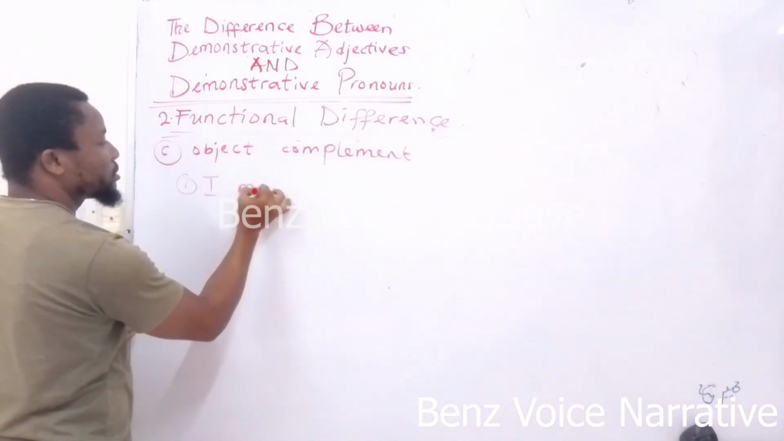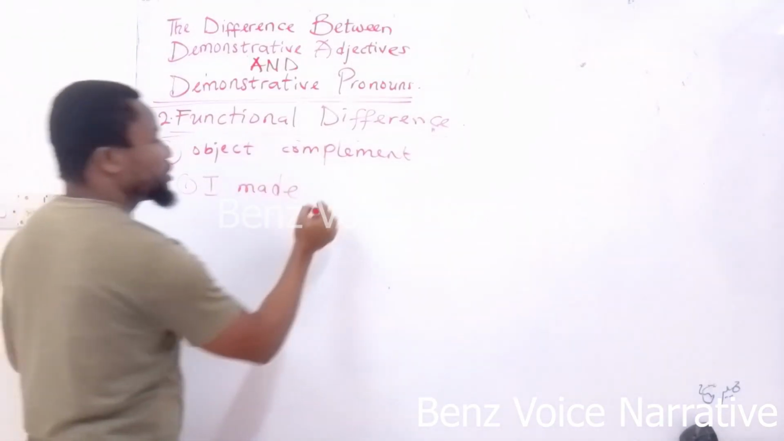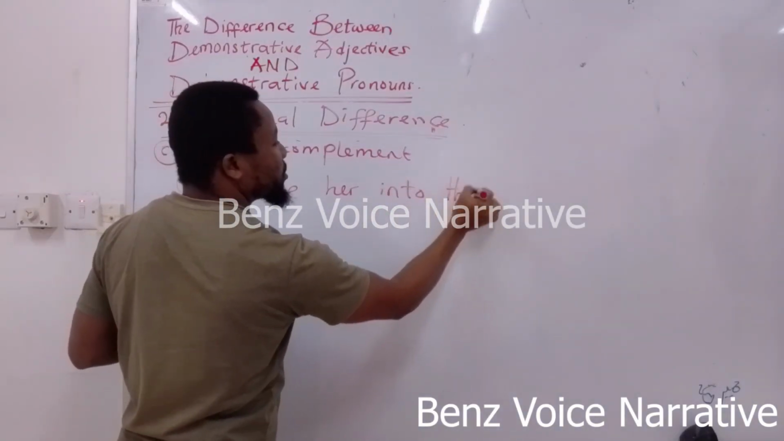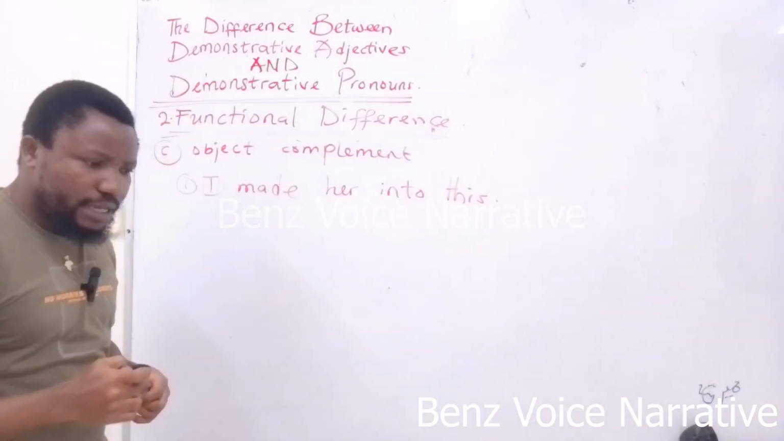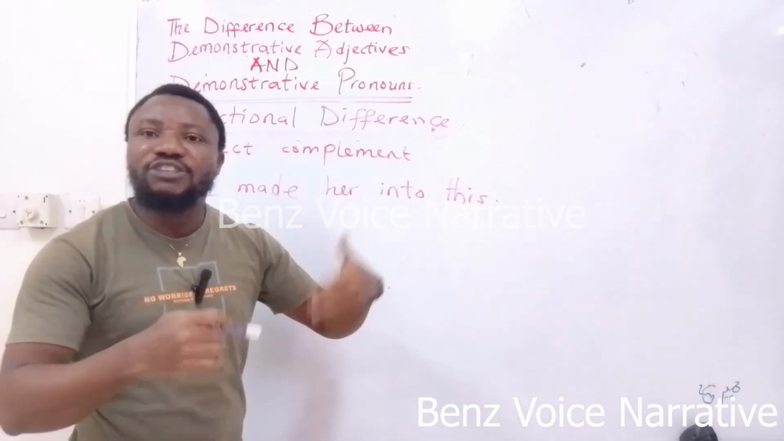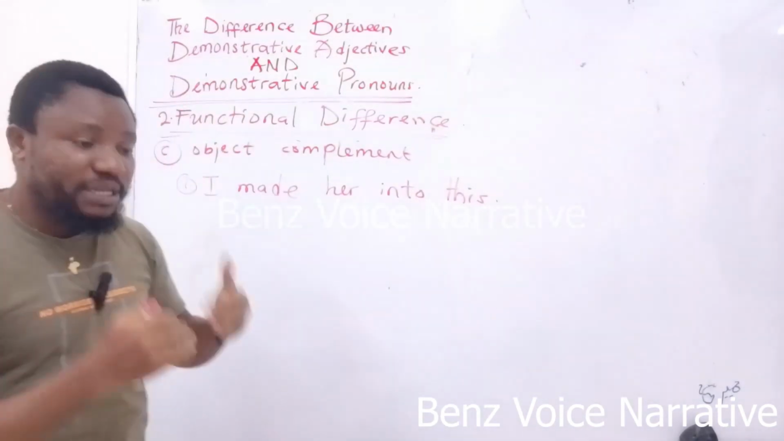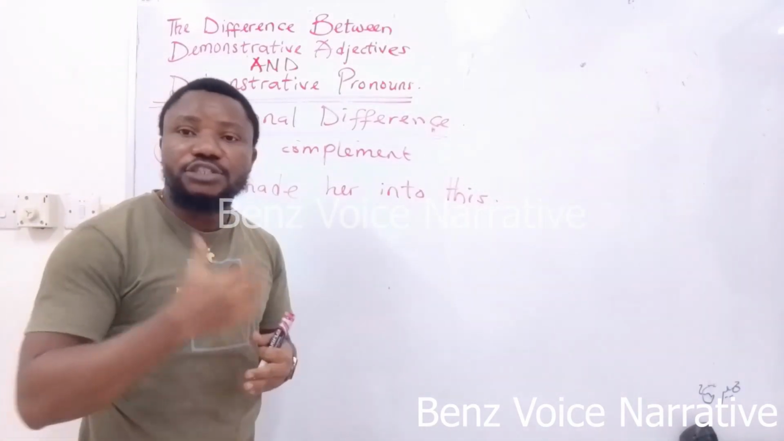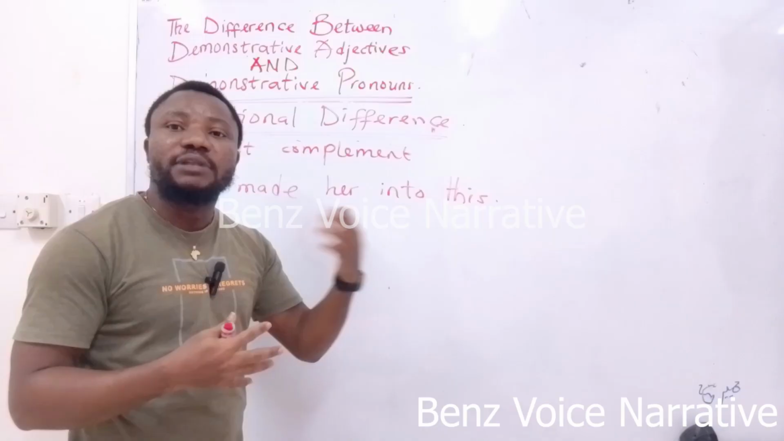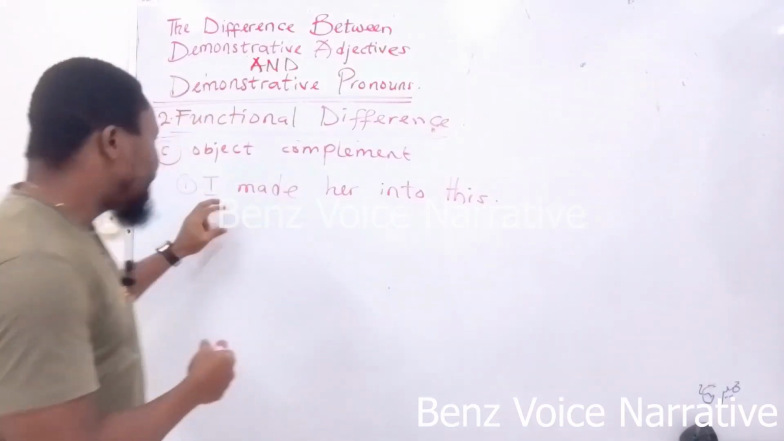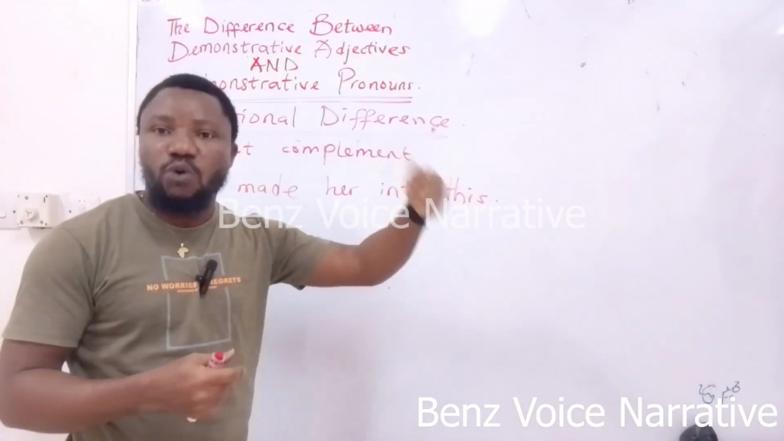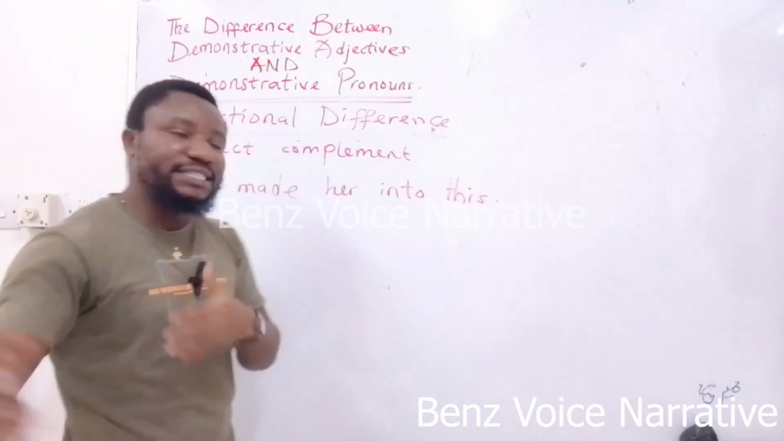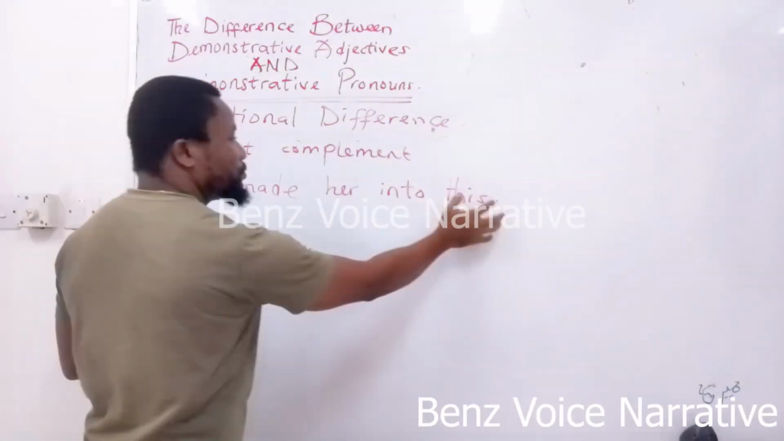I made her into this. Really? Who made her into this? Who made her to become this? I made her to become this. Maybe she became a governor, she became a teacher, she became a friend, she became lovely, she became more friendly. So I made her into this, into what she had become now, into who she had become now, into what she is now.